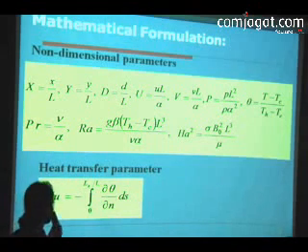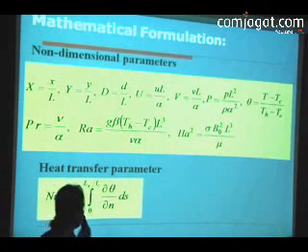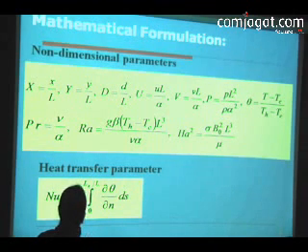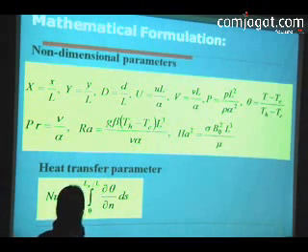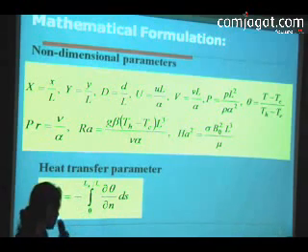The non-dimensional parameters used in this study are these. There are three non-dimensional parameters: Prandtl number, Rayleigh number, and Hartmann number. And the last equation shows the heat transfer parameter, that is the Nusselt number.